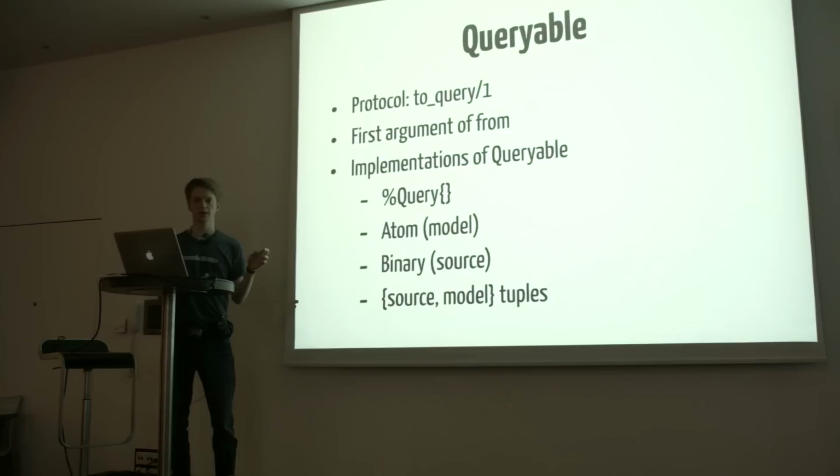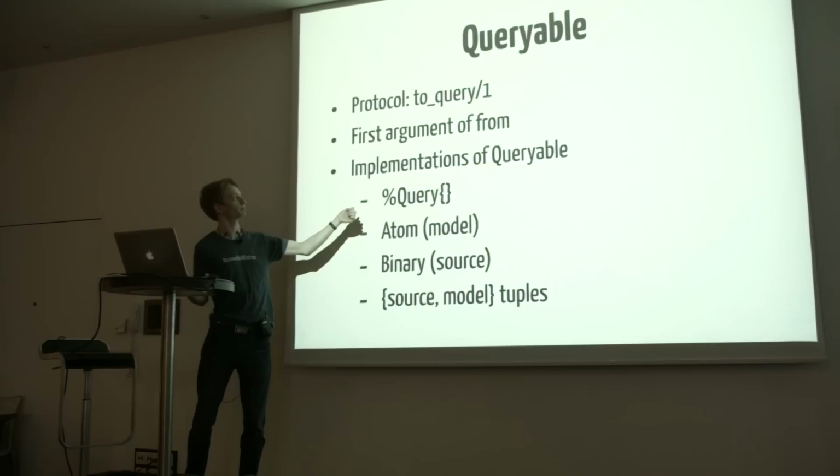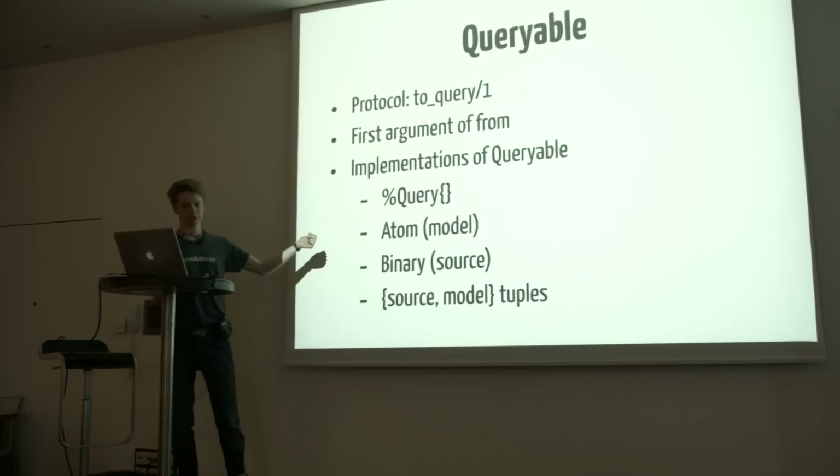So anything that implements the queryable protocol can be queried on. And Ecto ships with four implementations of this protocol. First, we have the query struct that has a very simple implementation of toQuery. It just returns itself. We also have atoms, and atoms in this case are module names, which are the models, right?